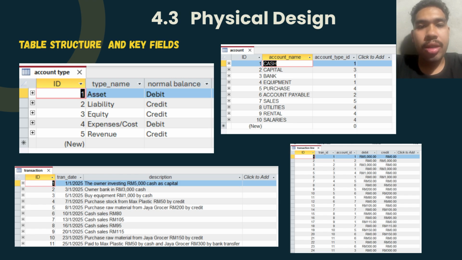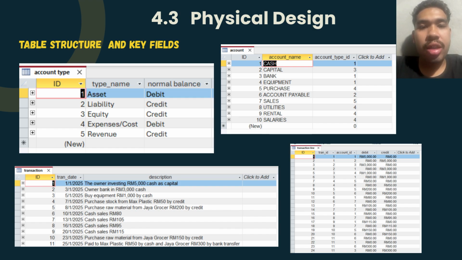Each account type has a unique ID as the primary key, along with the account type name such as asset, liability, equity, expense or cost, and revenue. The normal balance field indicates whether the account normally carries a debit or credit balance, which helps maintain correct accounting treatment. The account table stores all individual accounts used by the business such as cash, capital, bank, purchase, accounts payable, sales, utility, rental, and salaries.